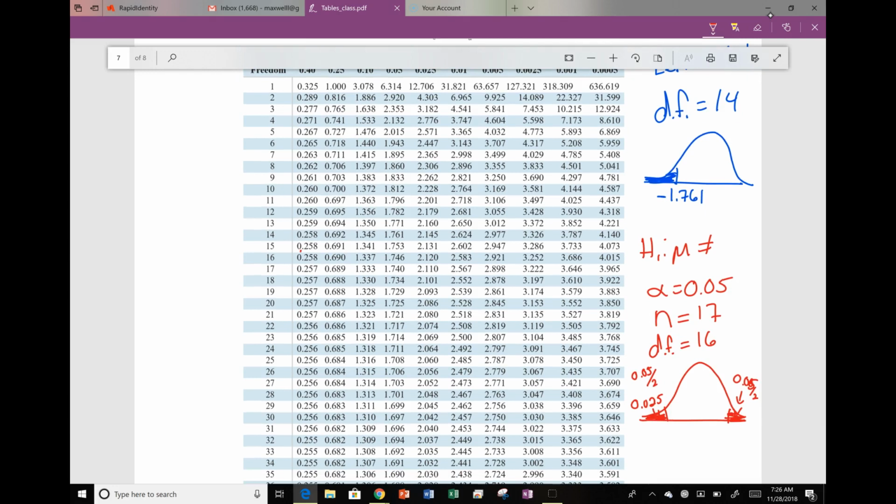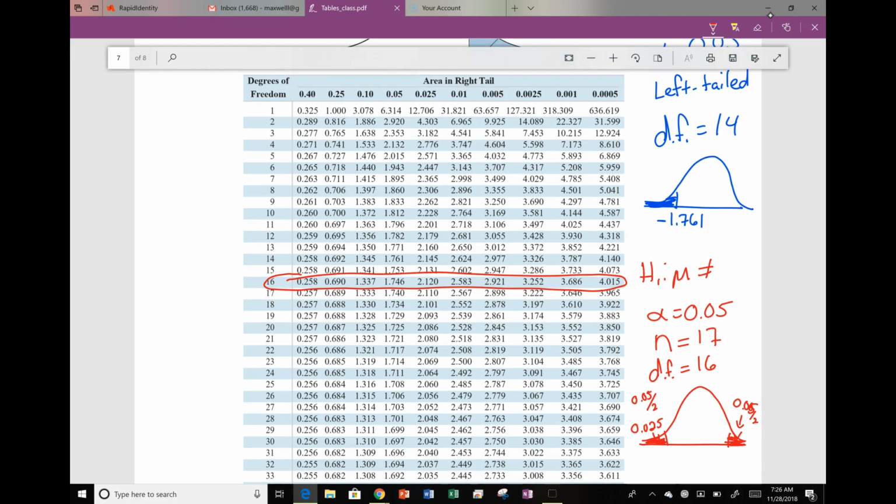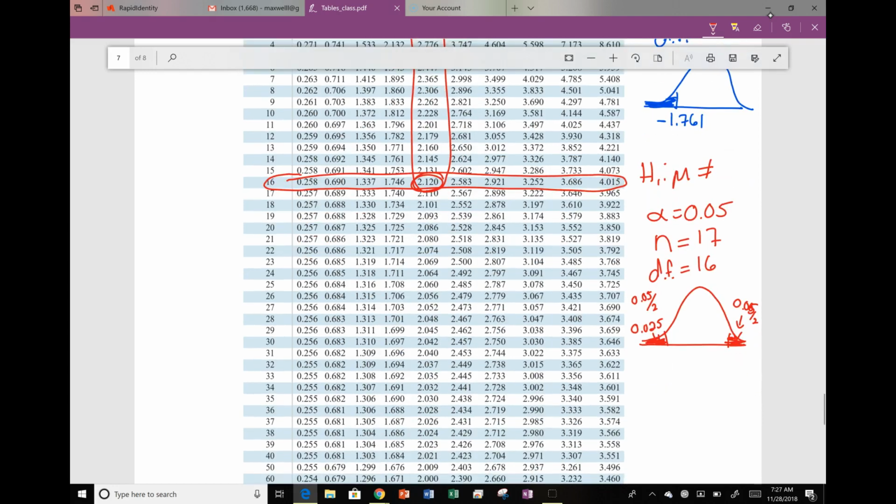Now my degrees of freedom is 16, so that's the row that I'm going to stay on for finding these critical values. And I'm going to go over to 0.025 right here. Watch how many zeros you have, because you don't want to come over here. This one only has one zero in front of the 2. So this is my critical value. Now again, I have a left and a right tail, so it's going to be a negative 2.120 and a positive 2.120.